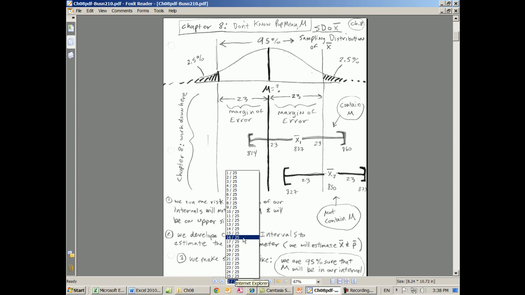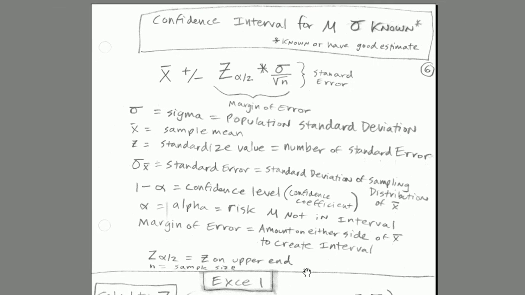All right, I don't remember which slide we were on. Oh, there it is. All right, so that's z on the upper end. There's all the definitions. Notice they define confidence level as 1 minus alpha. That's because alpha is the risk that mu is not in the interval. So usually you think about your risk up front, and then you take 1 minus that to get your confidence level. That means how sure you are that the population parameter is within your interval.